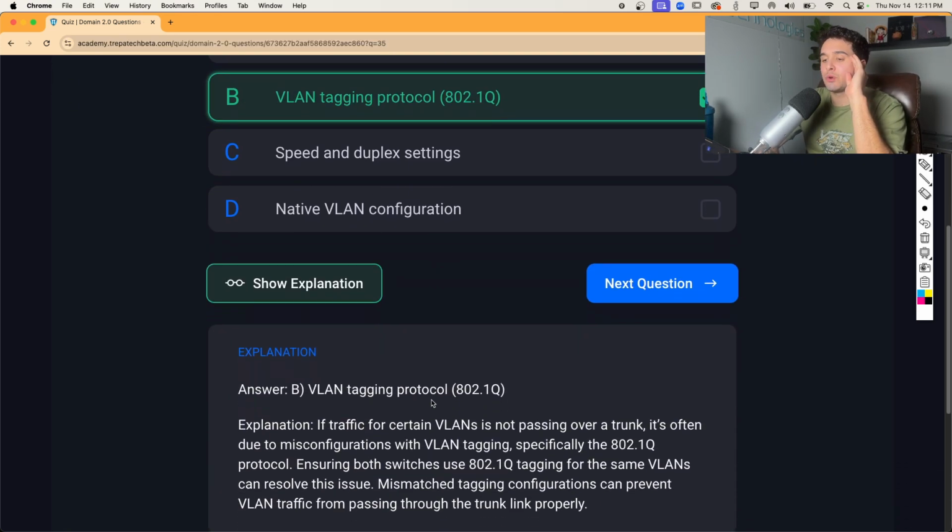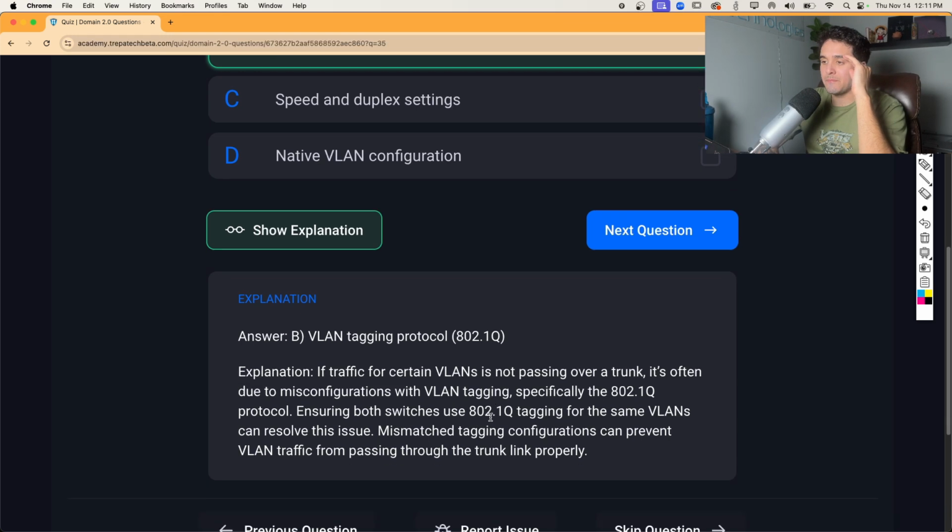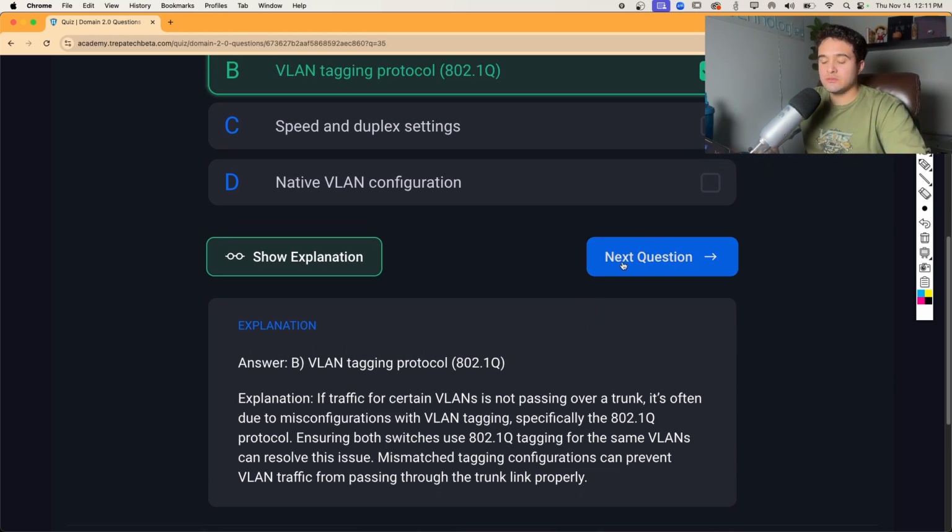The VLAN tagging protocol. So we have to check if some VLANs are not passing over the trunk. It's a misconfiguration with VLAN tagging. Okay, yeah. There's the explanation. Read it if you'd like.